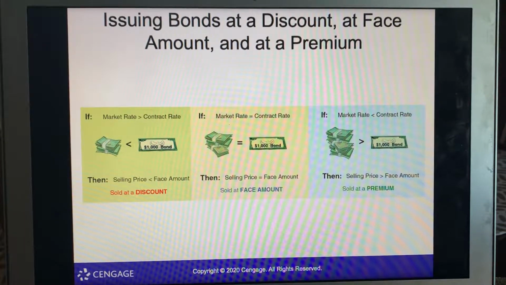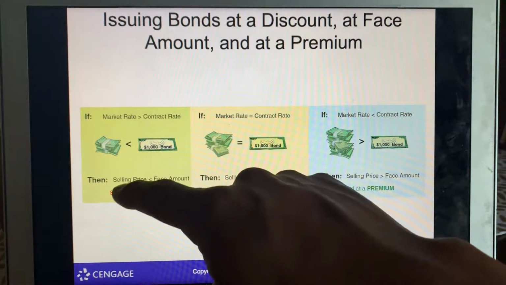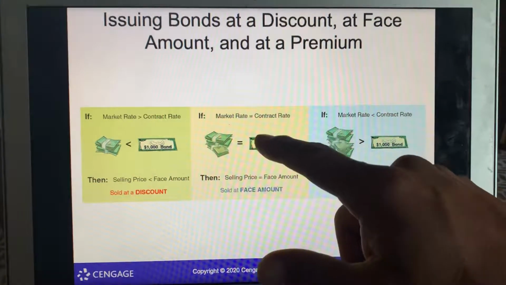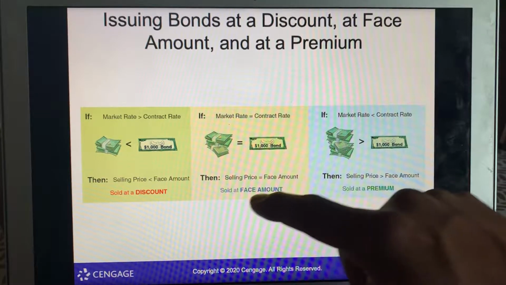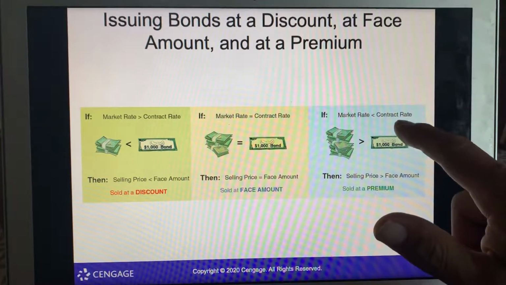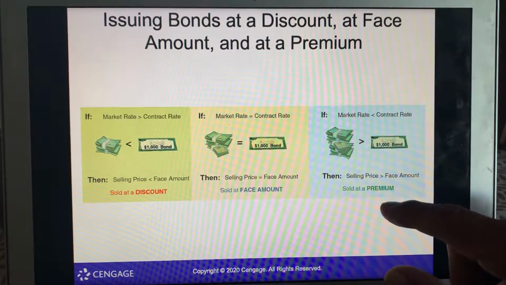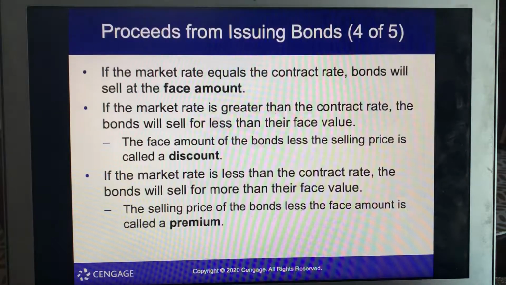So here's an example graphically. I usually see things better graphically than a bunch of text. So if market rate is greater than the contract rate, then selling price is less than the face value, sold at a discount, okay? If market rate equals contract rate, then selling price equals face amount, sold at face amount. If market rate is less than contract rate, then selling price is greater than face amount, sold at a premium, okay? So that's kind of what some of this is talking about.